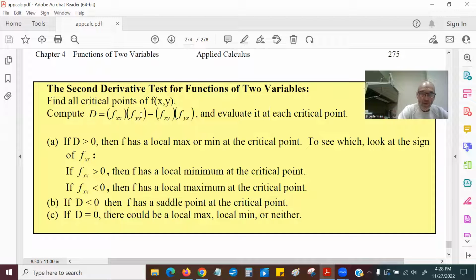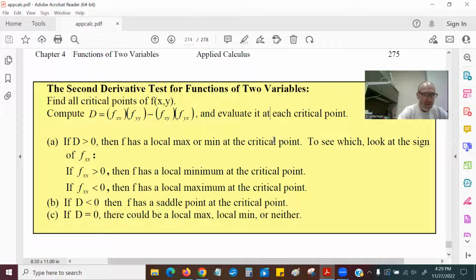When I work out this whole expression, and then evaluate it by plugging in the x and y that were the critical points, I'm going to get some number, because I'm actually putting x and y values into this new D function. If that number is positive, then we have a local max or a local min at the critical point.